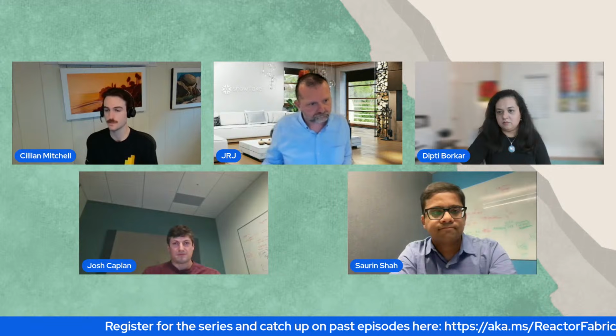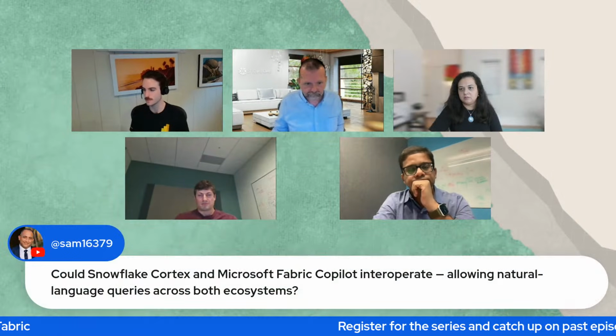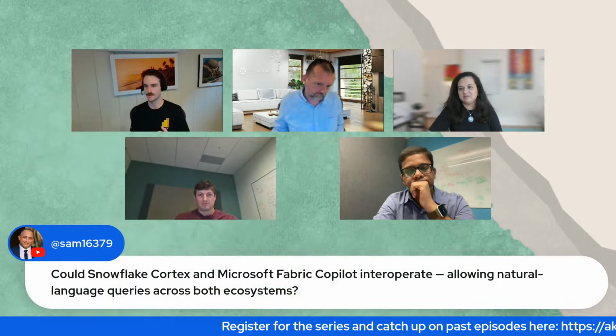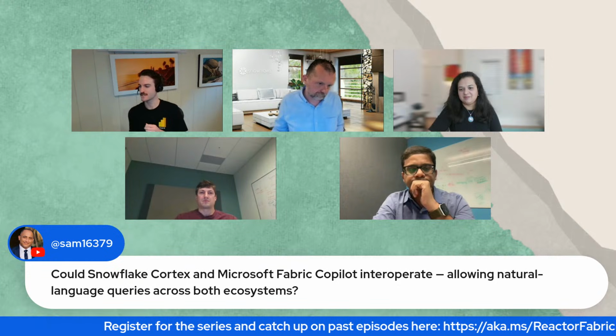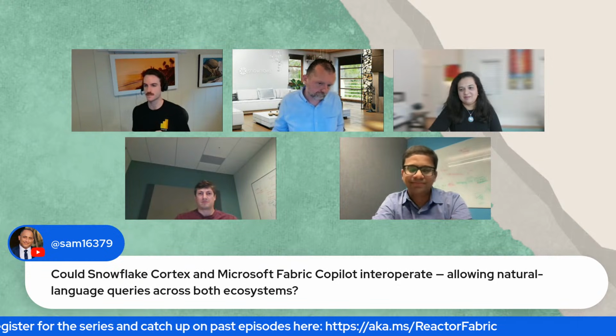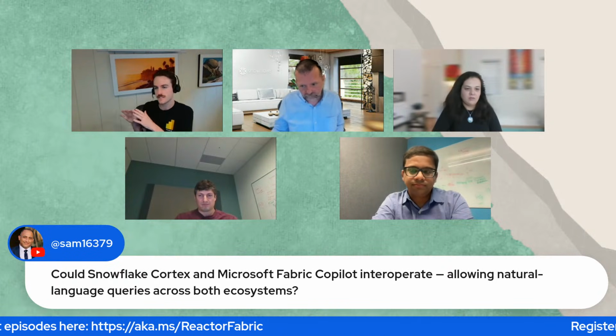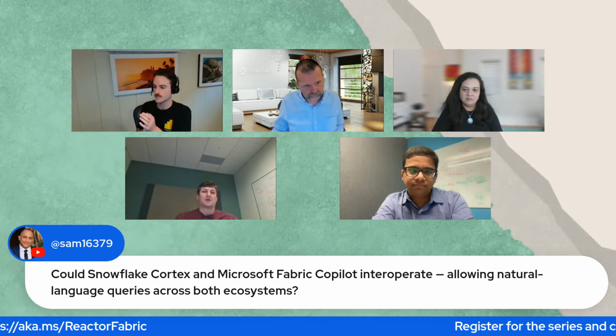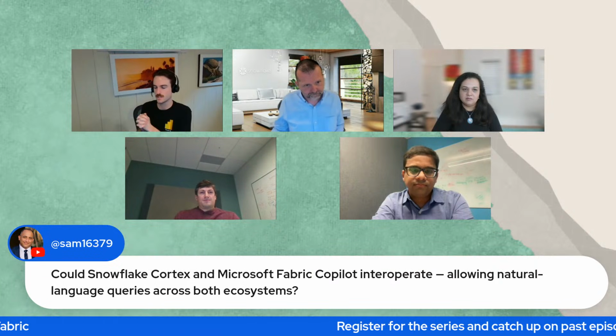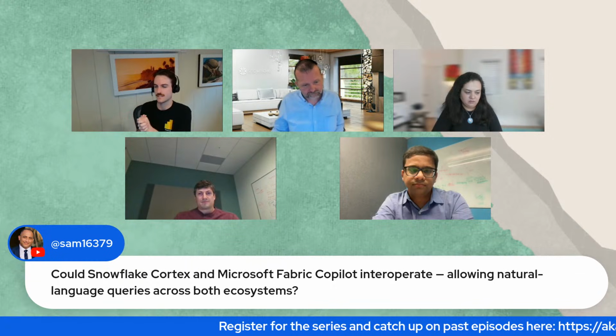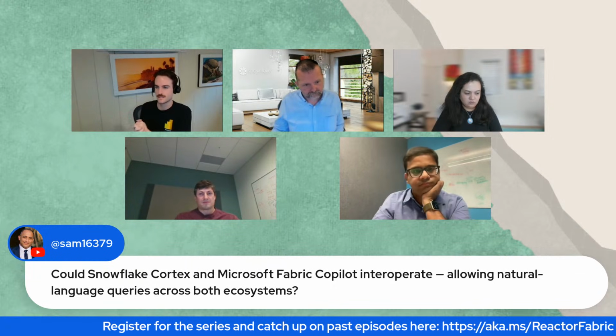Well, on this note about the upcoming roadmap, Sam has a question here, and I think the answer is TBD in the future, but we can open it up to the team: could Snowflake Cortex and Microsoft Fabric Copilot interoperate, allowing natural language queries across both ecosystems? Any thoughts there long term? I know it's kind of TBD, and I know there are some Cortex Copilot integrations as well. So JRJ, I might leave this one to you, or at least start with you.